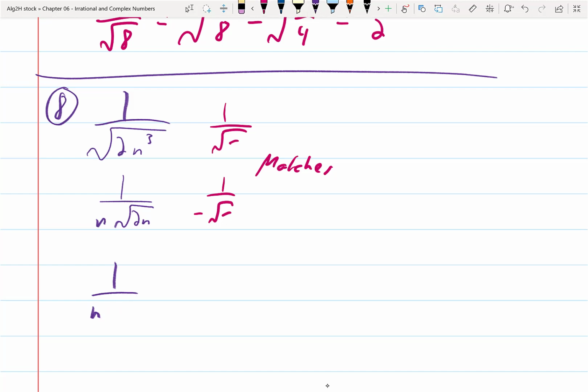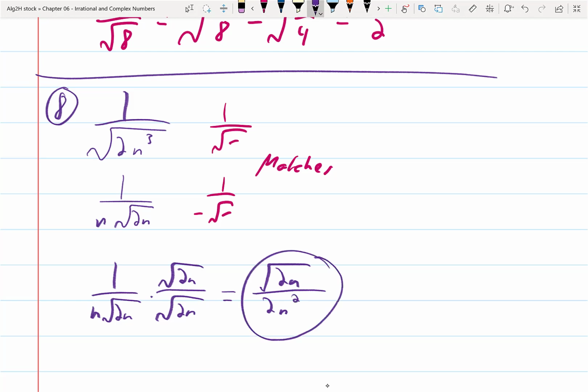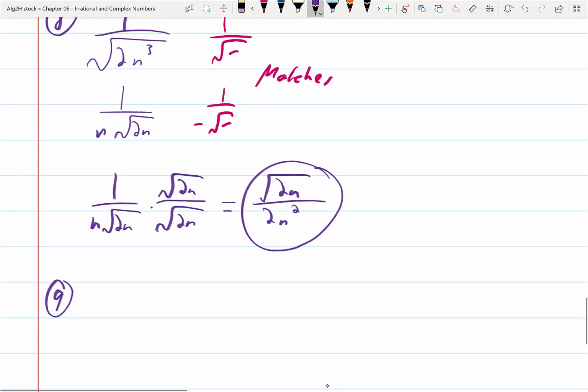But I do want to simplify this 1 over n root 2n. I want to get this expression out of the denominator. So what I'm going to do is multiply it by root 2n, and I get root 2n over 2n times n will give me n squared. And again, if n was negative, we'd have a negative underneath a radical, and that matches everything I've seen from the previous two simplifications.